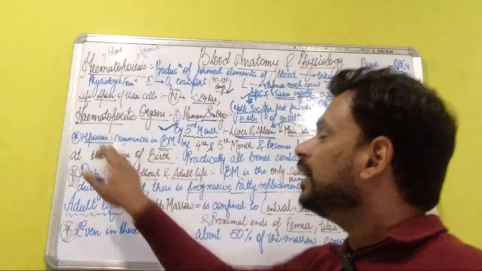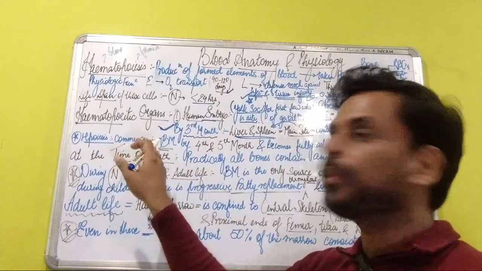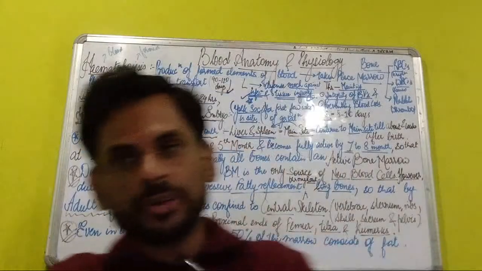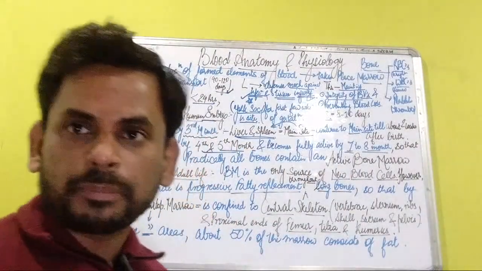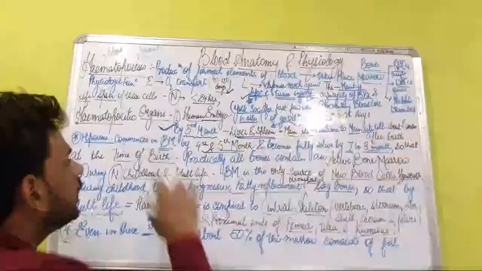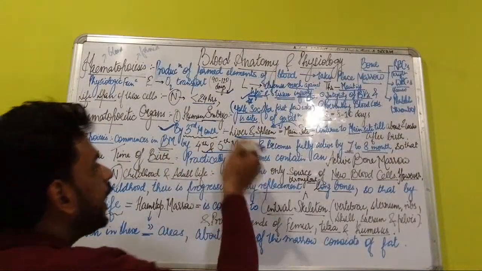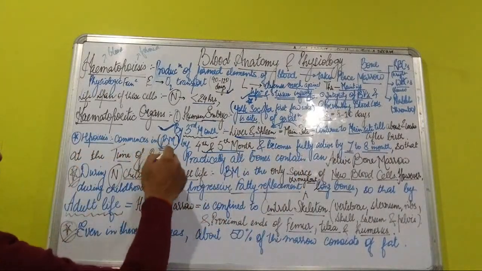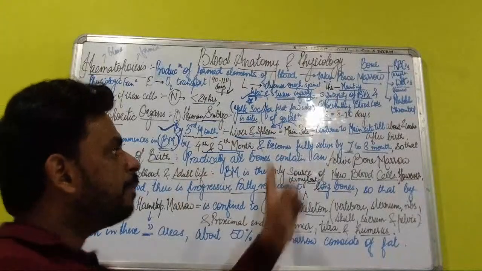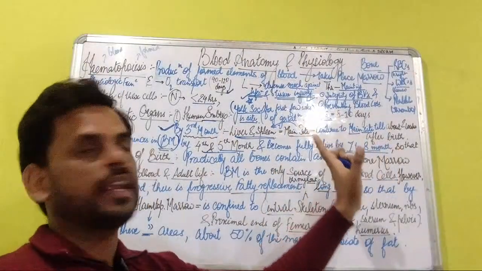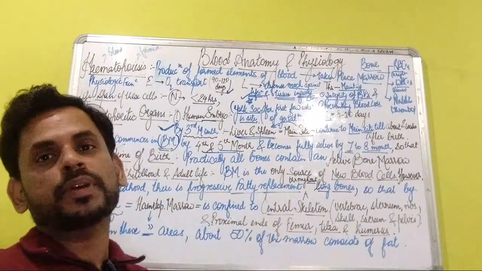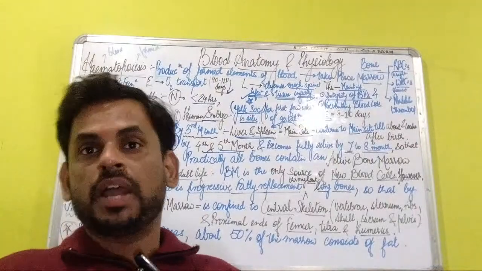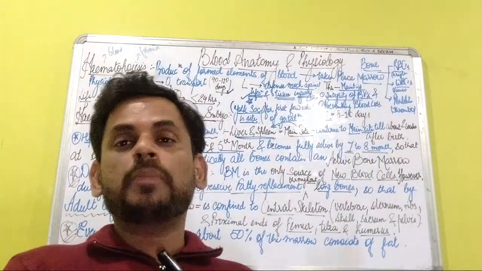Now, moving on, hematopoiesis commences in the bone marrow by the fourth and fifth month. Do remember, viewers and students, by the fourth and fifth month of intrauterine life, hematopoiesis commences in the bone marrow and becomes fully active by 7 to 8 months. As we are well aware, this process of hematopoiesis is conducted in the bone marrow, and particularly in the bone marrow of the long bones.